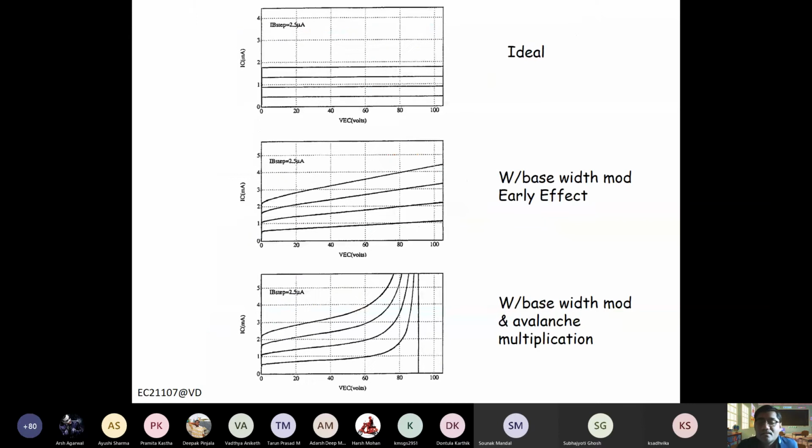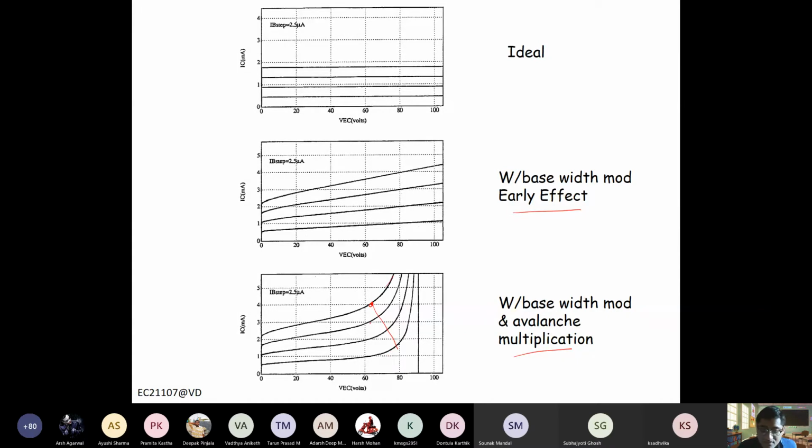Here you can compare the three diagrams. For ideal IC-VC with Early effect, base width modulation, you get this linear increase, and with avalanche multiplication, it multiplies quite fast. Now, if you see here, the change in the slope appears earlier for high IC, because that means your alpha is higher here, right? So alpha times multiplication will be higher, right? So it basically changes at a smaller voltage.